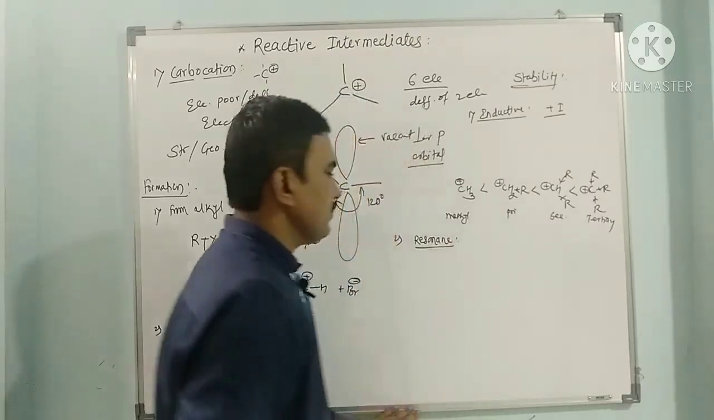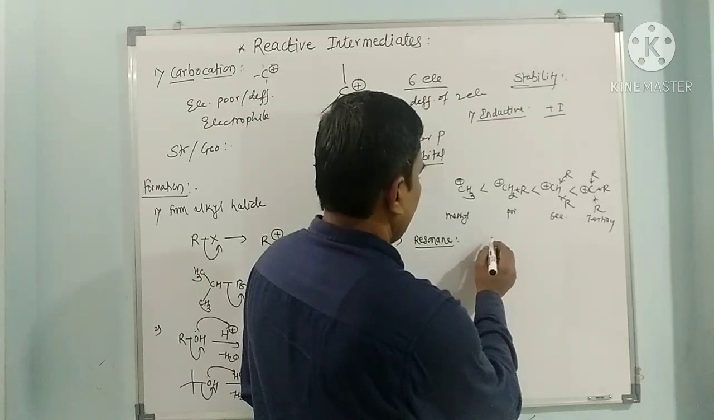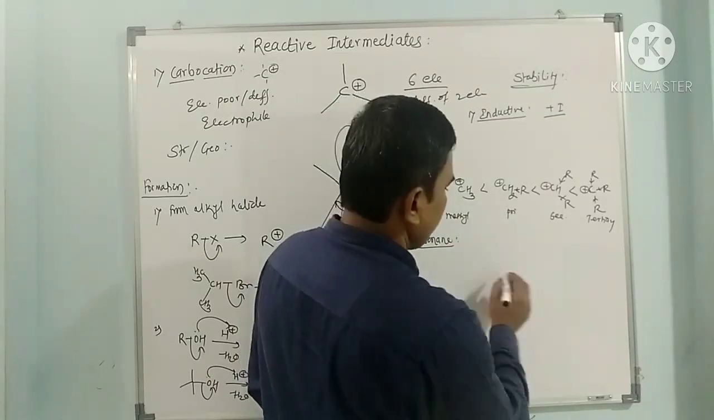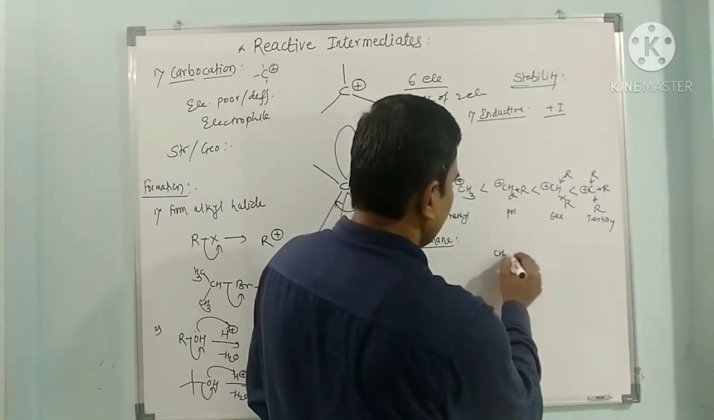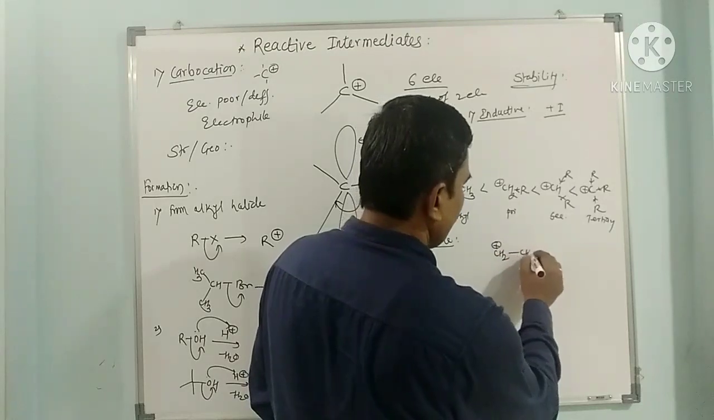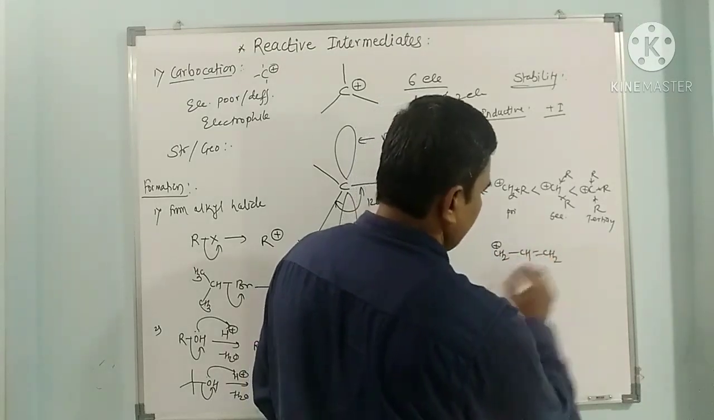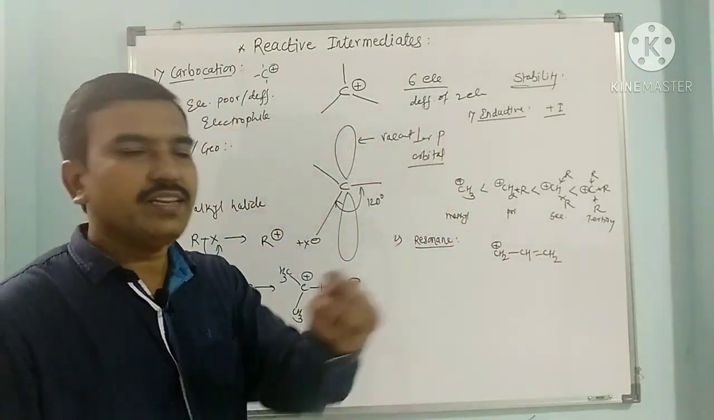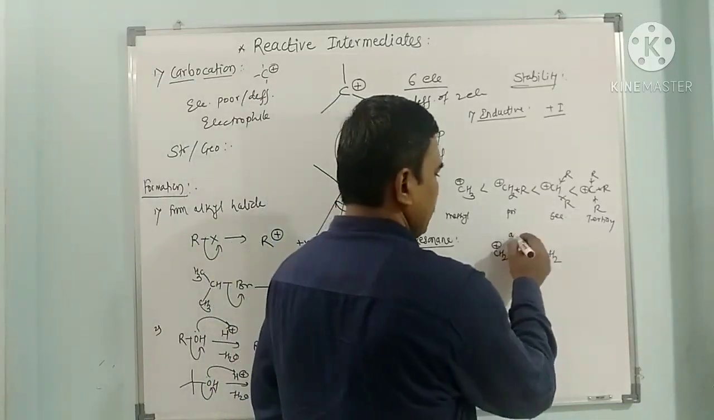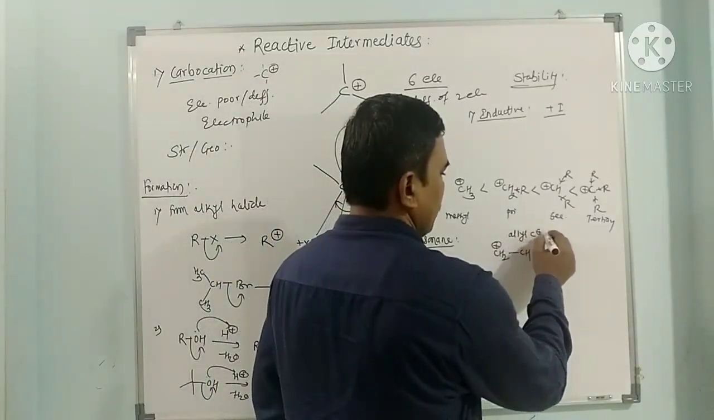In the resonance effect, how is the carbocation stabilized? For example, CH2+ CH=CH2. This is the allyl carbocation.